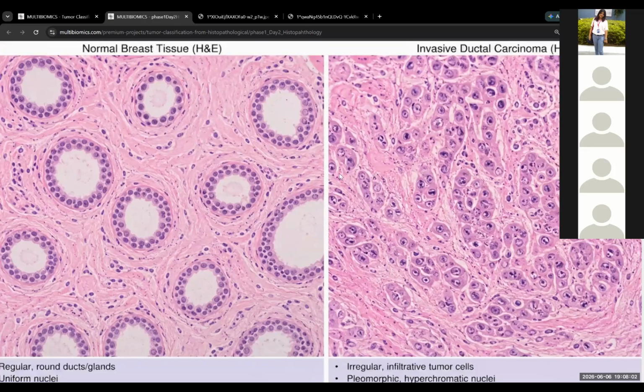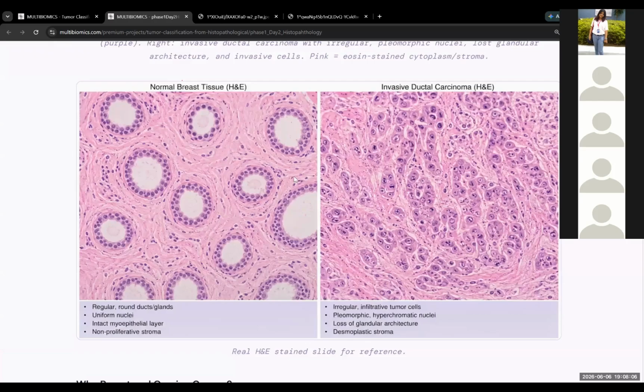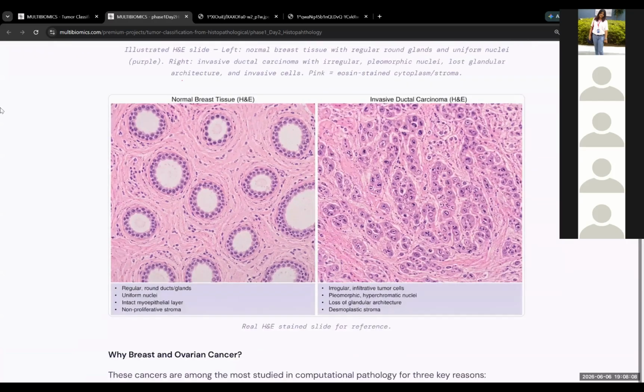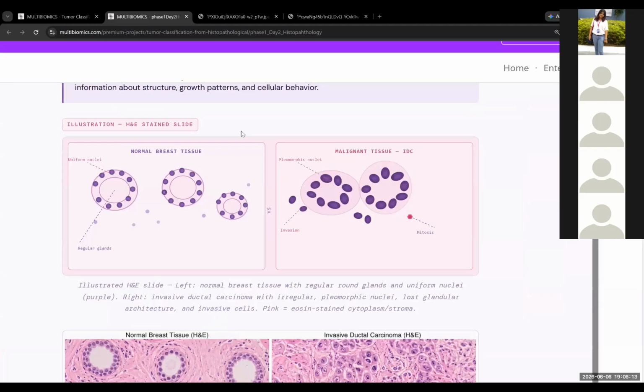Yes, these pink stained images, like muscle cells, even in school books you have, right? These types of stained images. So these are histopathological images.